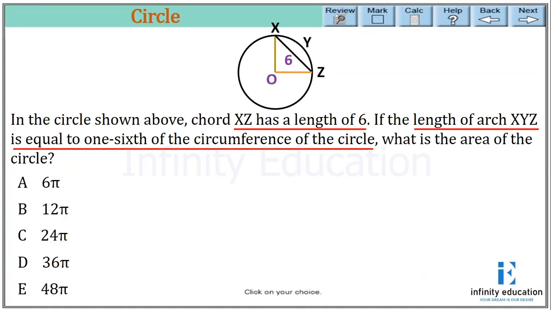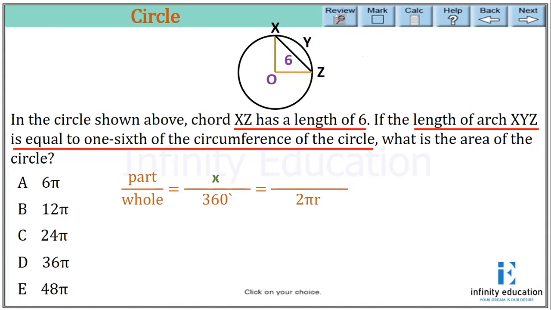Length of arc XYZ is equal to 1/6 of the circumference of the circle. So if I make this small central angle, that is XOZ, XOZ being the central angle, right? And the length of arc XYZ is given as 1/6 of the circumference. So now we can use the part by whole formula.